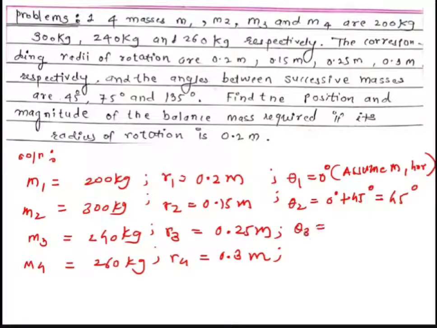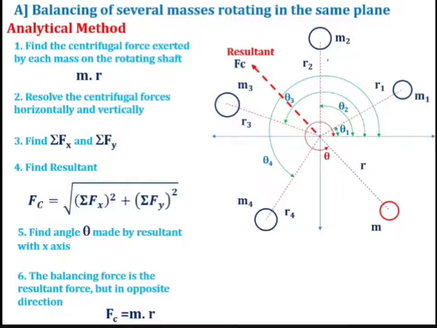Now what is theta 3? The next successive angle given is 75 degree. They have given the angle between M2 and M3 as 75 degree, and the angle of M2 is 45 degree. So what is the total angle theta 3? Total angle theta 3 is 45 plus 75 degree.